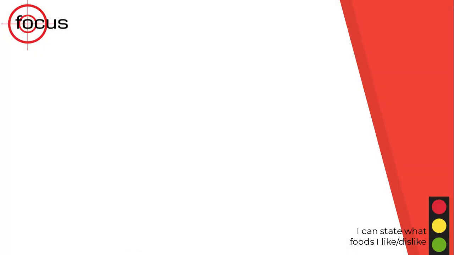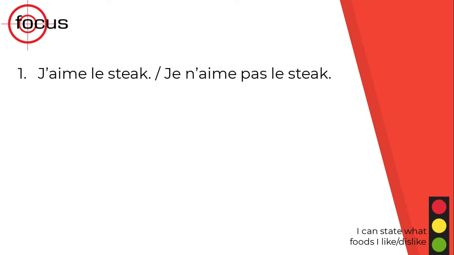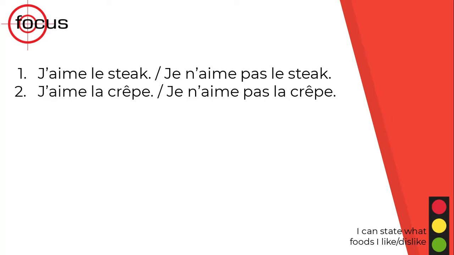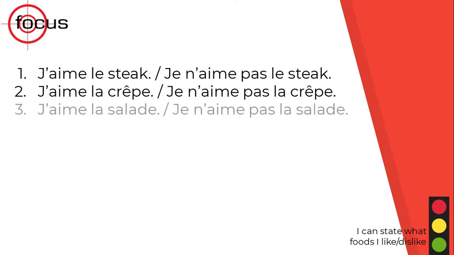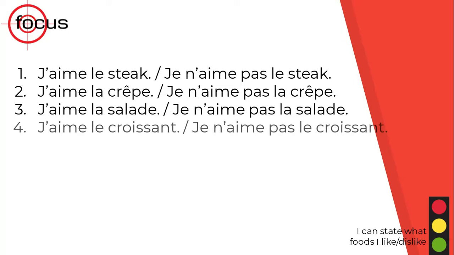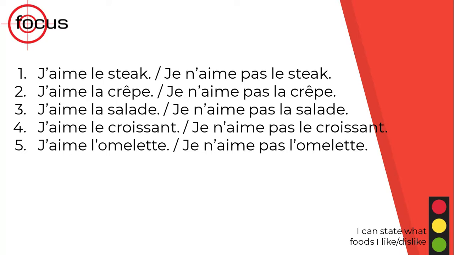Okay, let's go ahead and take a look at these. So these I just did j'aime and je n'aime pas. So you can see how they look. But again, if you did those 5-star sentence starters, even better. So number 1, j'aime le steak or je n'aime pas le steak. 2, j'aime la crêpe or je n'aime pas la crêpe. 3, j'aime la salade or je n'aime pas la salade. 4, j'aime le croissant or je n'aime pas le croissant. 5, j'aime l'omelette or je n'aime pas l'omelette.